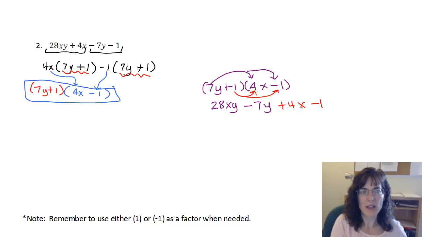Now, do I have any like terms? No. And I come back here to look. 28xy, yes. Positive 4x, yes, out of order, but the sign is correct. Negative 7y, yes, out of order again. And then negative 1 at the end. It's beautiful.